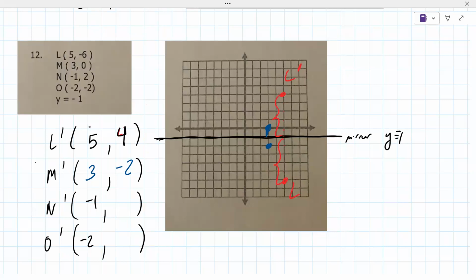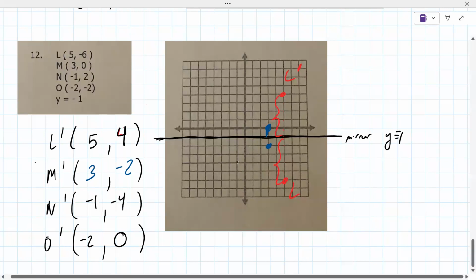Okay, and then O prime is -2, 0. I think. Yeah. Okay. And how about N prime? -1, -4. Good.